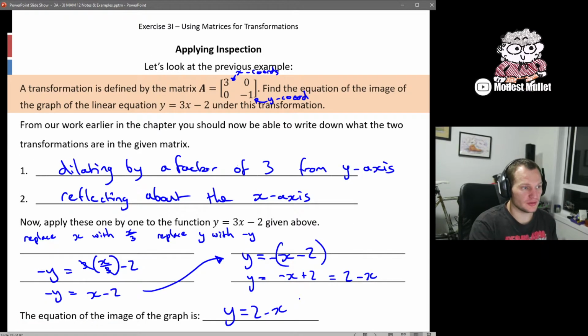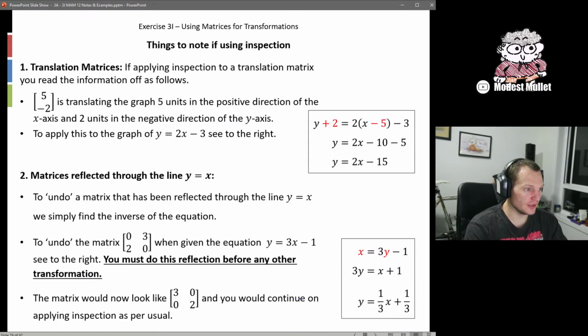So that's using inspection, just recognizing the patterns, knowing what the transformations mean, or the numbers inside the matrix, what transformations actually mean, and then we can use that to do our replacements.